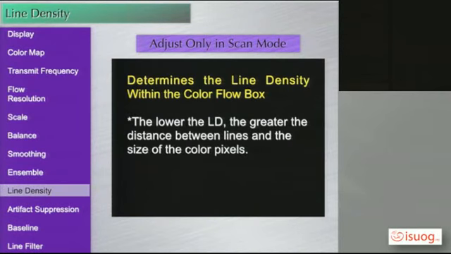The line density function determines the density of lines in the color box. For example, the lower the setting, the greater the distance between the lines and size of the color pixels. Let's review the effect of changing this setting on the image.